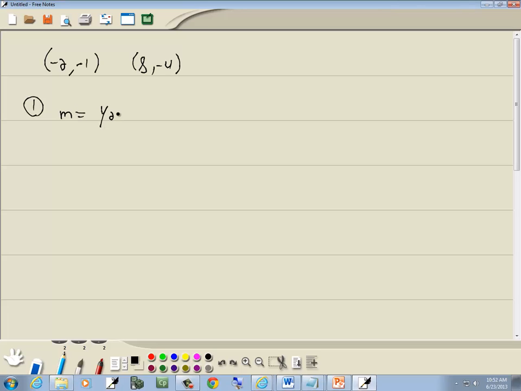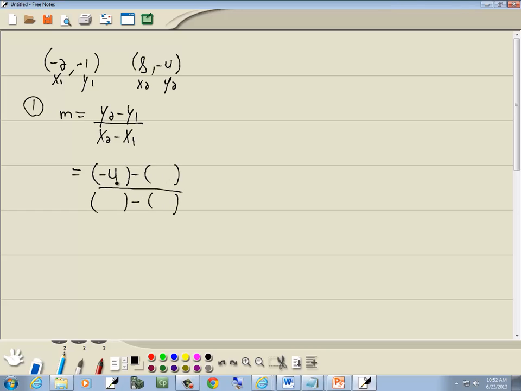M is equal to y2 minus y1 over x2 minus x1. This is when you have 2 points. This is our first point, so I'll label this as x1, y1. This is our second point, so I'll label that as x2, y2. It's a good idea, especially if you mess up on signs, to go through and replace your variables with parentheses before you plug in your numbers.